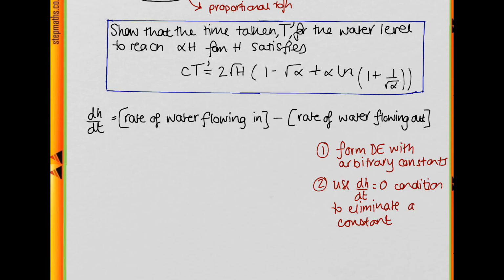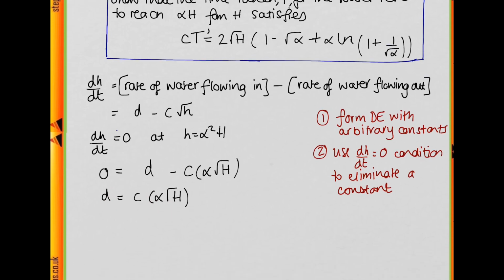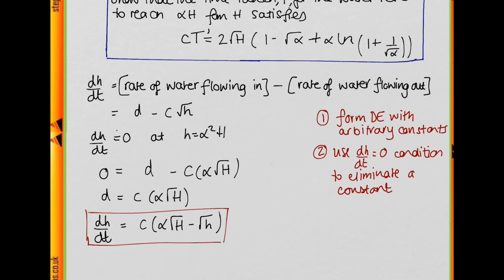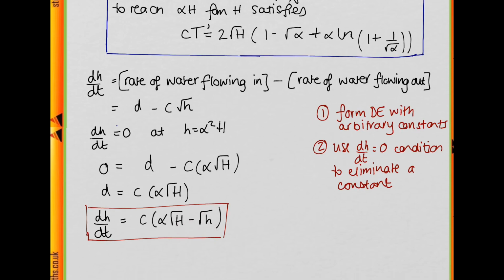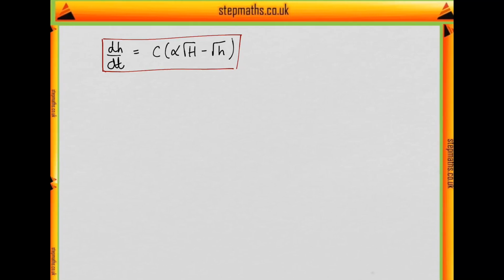Okay, let's have a look at what we get. So we have dH/dt is d, some constant, minus c root h, where the constants are positive. Using the condition dH/dt is 0 at h equals alpha squared H, we get d equals c alpha root H. And then subbing this back into our DE, we get dH/dt is c alpha root H minus c root h. So here's our differential equation, which we need to solve to find t dash.